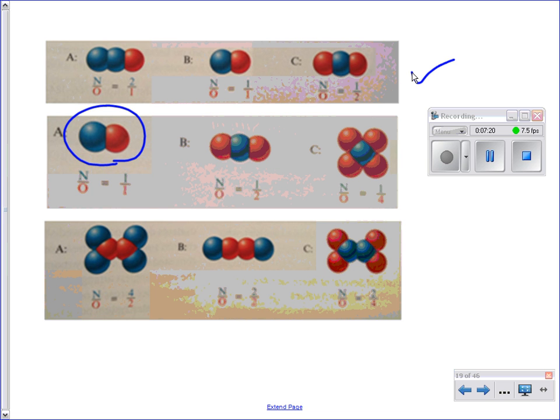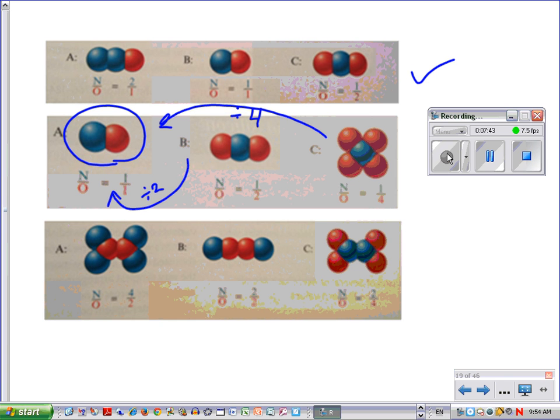From C to A, what happened? It was divided by 4, right? So we couldn't cut the nitrogen in 4. Instead, we had to quadruple the oxygen. Okay? So that would have been a possibility, but I was lucky enough to choose the easy route.